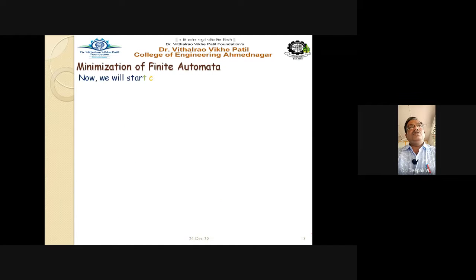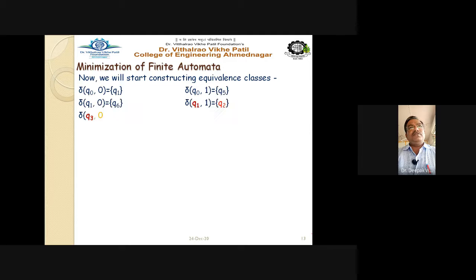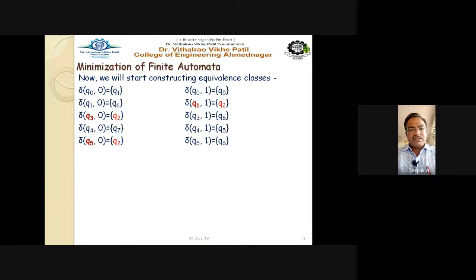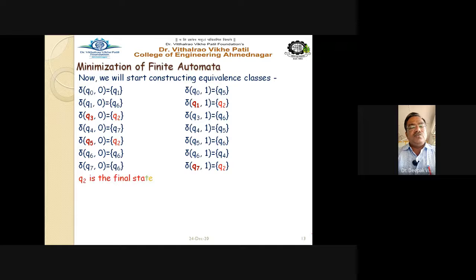So see here, now we will start constructing equivalence classes. These are the transitions for all non-final states. And what we are finding out here is which transition leads to the final state. Q2 is the final state, so find out the transition. So this is one transition that goes to the final state. This transition, Q7 on 1, goes to the final state. Q5 on 0 goes to the final state, and Q3 on 0 goes to the final state.